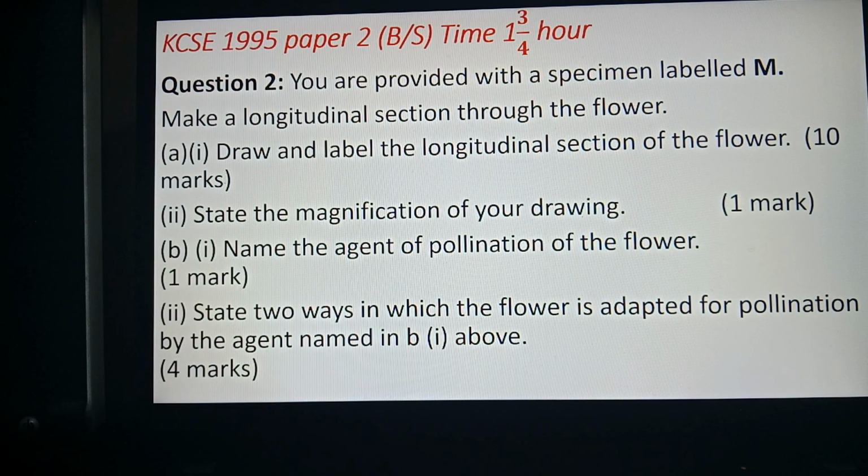Questions. You are provided with a specimen labeled M. Make a longitudinal section through the flower. A. Roman 1. Draw and label the longitudinal section of the flower. You get 10 marks. State the magnification of your drawing. 1 mark. Name the agent of pollination of the flower. 1 mark. State 2 ways in which the flower is adapted for pollination by the agent in B1 above. You are given 4 marks.